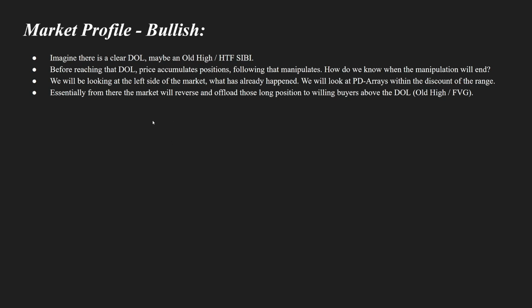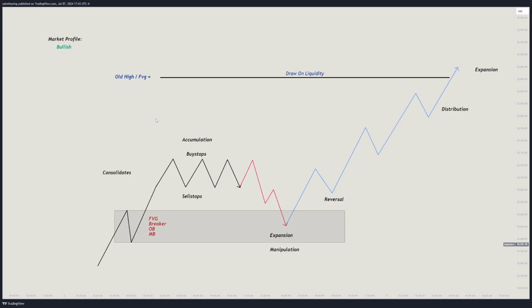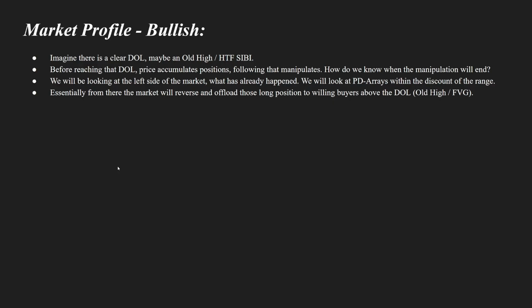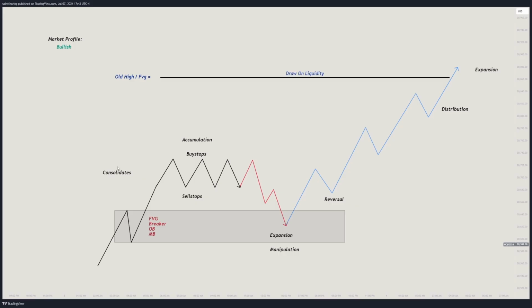Before reaching that drawn liquidity, price is going to accumulate positions. Following that, manipulation, and that's what we just showed. However, we need to understand when the manipulation will end. So we're going to be looking at the left side of the market. What has already happened? So we're going to be looking at old PD arrays, old market structure that was formed.